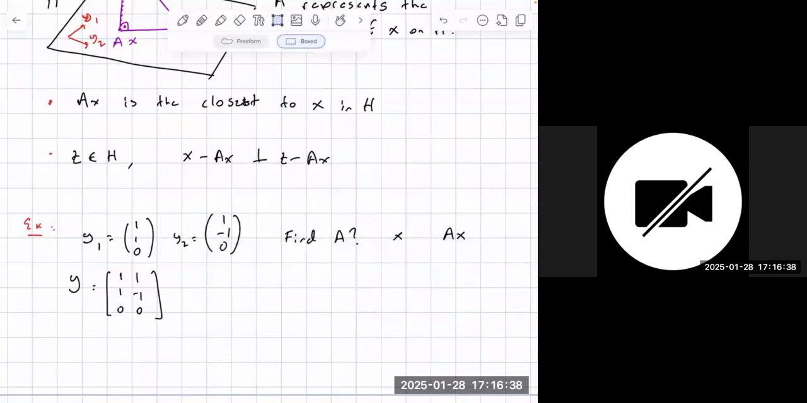How would you try to find that A? Let's say Y is a 3x2 matrix now. If I do Y transpose, it'll be like, sorry, this is a +1.